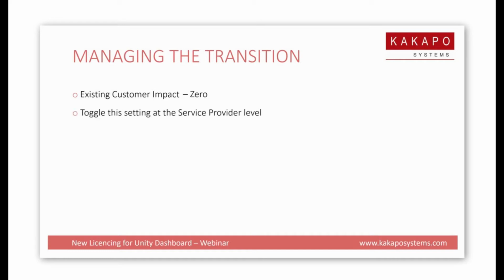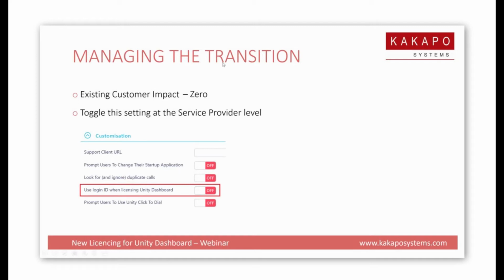But what we can do is turn on, I'm not going to show this, but I am going to show how to set up some licenses. One of the things you have to do, if you want to toggle to the new user ID-based licensing model, is at the service provider level in the Unity portal, under customization, as you can see here. You just want to enable this. When you enable that, it's not going to turn any of the other licenses off.